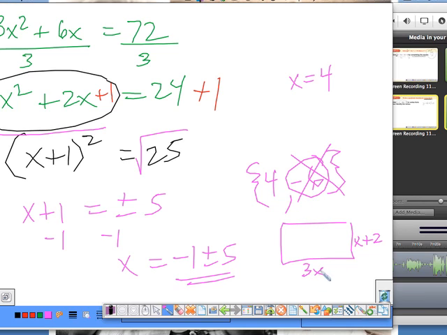So you put 4 in there, that's 12. Put 4 in here, that's 6. If I ask you for the dimensions, the dimensions of this rectangle are 12 by 6 or 6 by 12. Okay, so that finishes up this problem here.